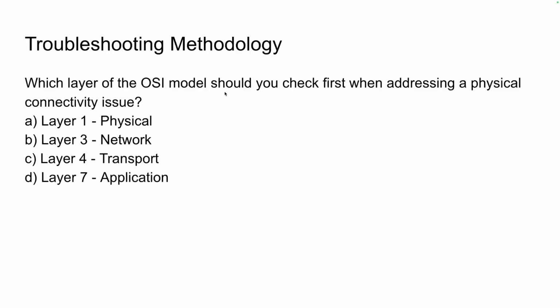Which layer of the OSI model should you check first when addressing a physical connectivity issue? And that would be layer 1, physical, right? Layer 3 is network, layer 4 is transport, layer 7 is application. So the further that we go from layer 1, the further we go from the physical layer. So if you're addressing something on the physical connectivity, you want to obviously look at layer 1, which is the physical layer.